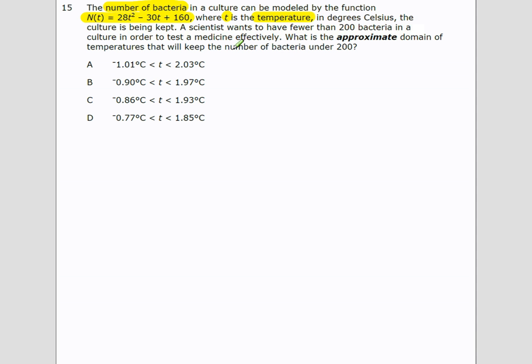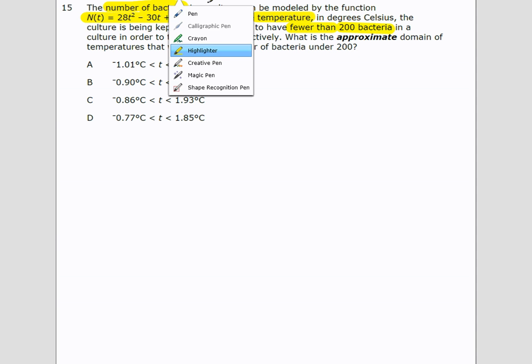So skimming through it, I don't see Fahrenheit anywhere, so I'm just going to leave that as it is. We don't have to convert. Scientists want to have fewer than 200 bacteria in a culture in order to test medicine effectively. What is the approximate domain of temperatures that would keep the number of bacteria under 200?